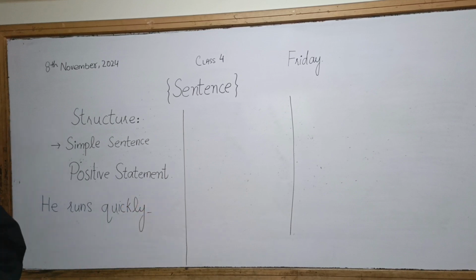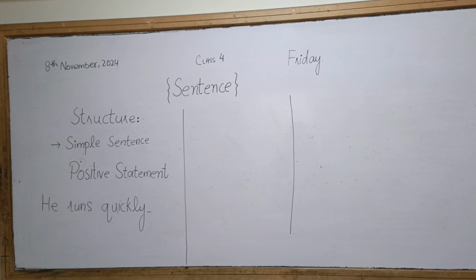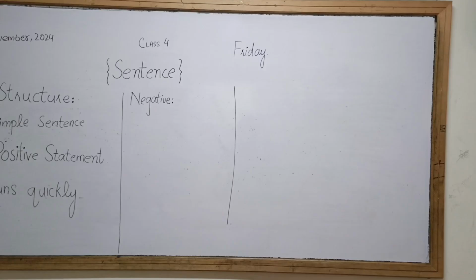The example here is, he runs quickly. You can say the sentence meaning is very clear. He runs quickly, it is giving you a complete meaning. He runs quickly is an example. You can see it is mentioned on the board under the positive statement word. He runs quickly. Getting me? A simple sentence is that which gives you information in a positive statement.